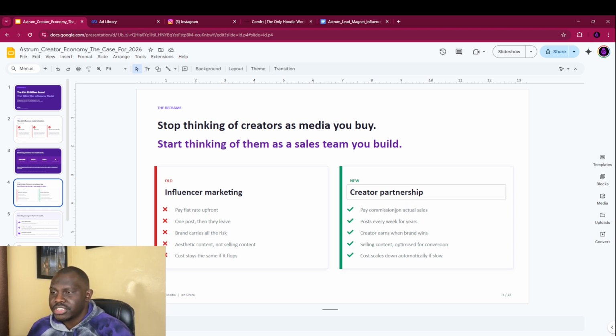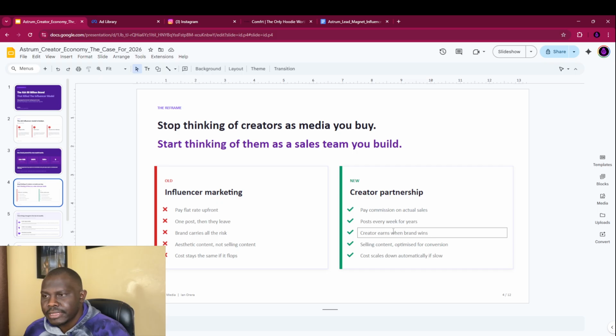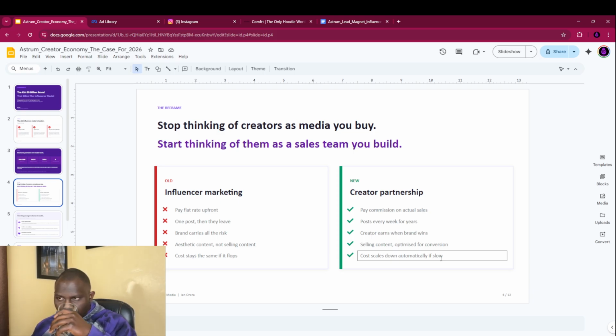So with creator partnerships, you pay commission on actual sales, they post every week for years, the creator earns when the brand wins, it's selling content optimized for conversion, and cost scales down automatically if things are slow. Everyone wins. When you make more money, they make more money. The risk is not all on you. Everyone is sharing the risk, and there's the right incentive working with these people. Creator partnership is the new way of doing things.